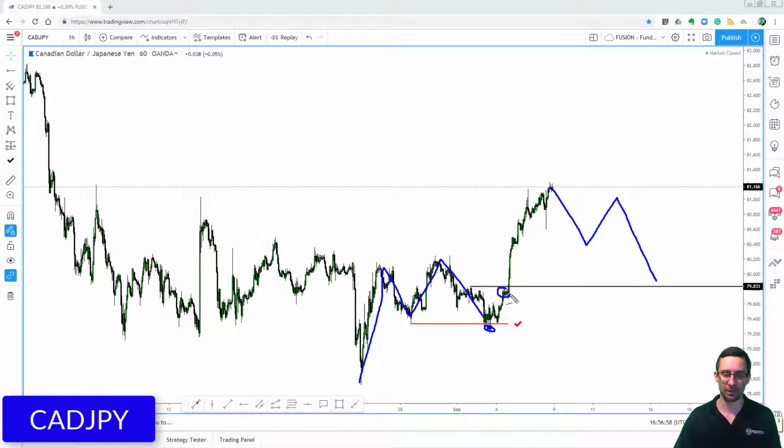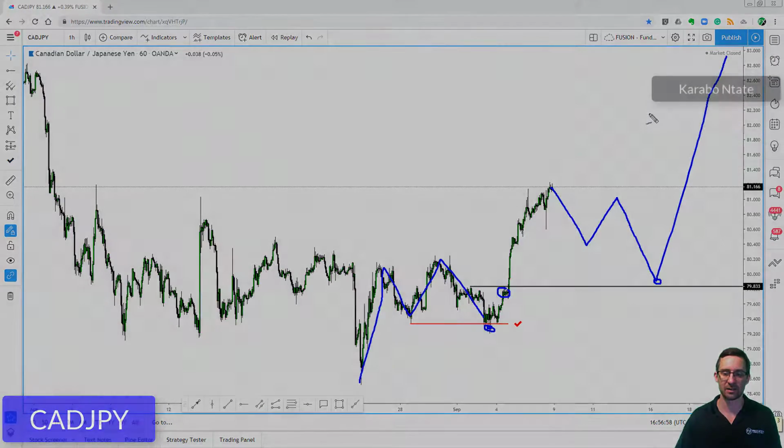We had the little flag here and then the breakout. So hopefully we can get back to this level, and we'll find some price action to get long, and then we can go for those highs.